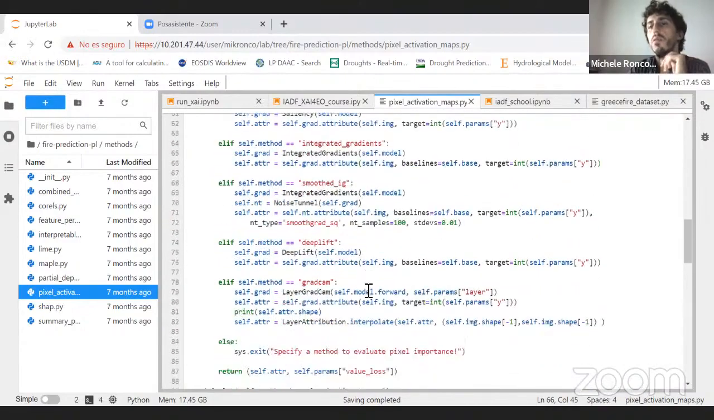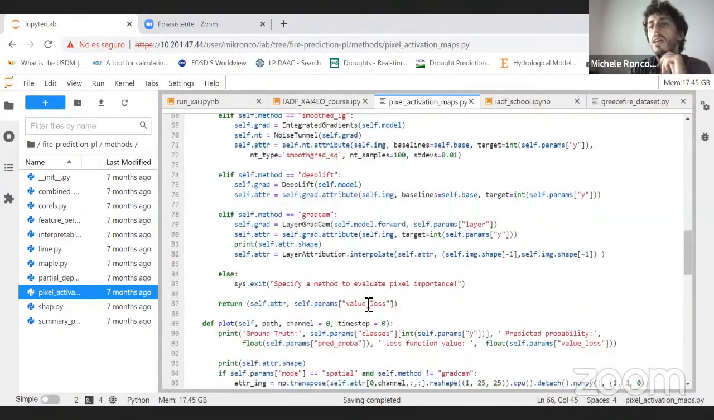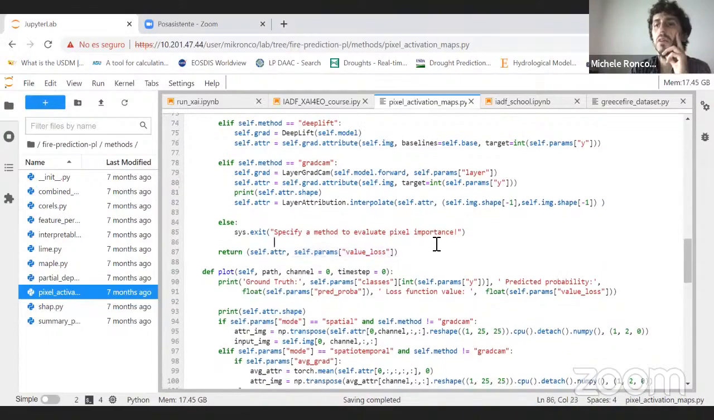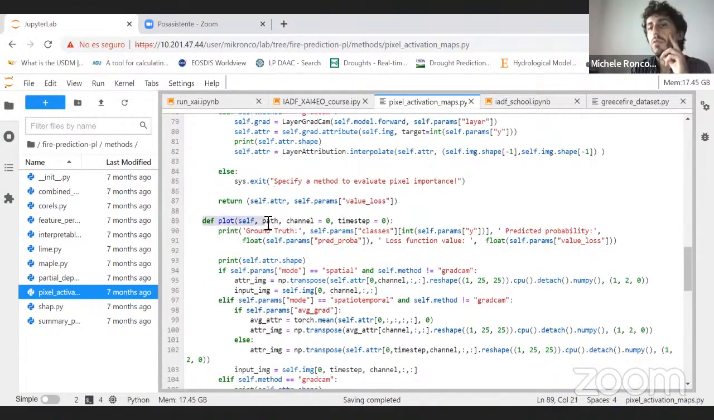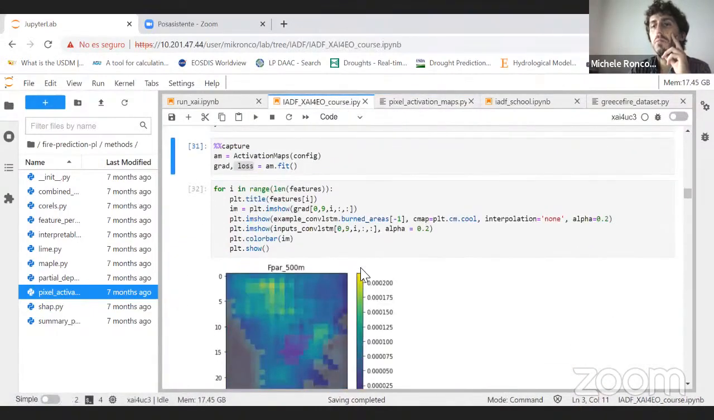So in this case, to simplify and use different methods, I just put everything inside this function in such a way that for each of these methods that you specify in the configuration file, dictionary, you can put it also in a file, then you get as a return the attribution function. And okay, also the value of the loss obtained by the model. Then there is also a function to plot the different attribution, but it's not very important.